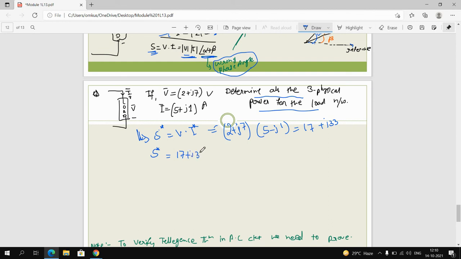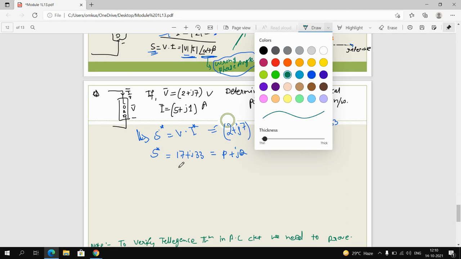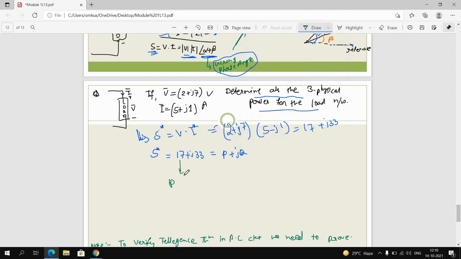17 plus j33, which is nothing but P plus jQ, right? P plus jQ. So this part represents active power, and this is P and this is jQ, which is nothing but the active power and reactive power.